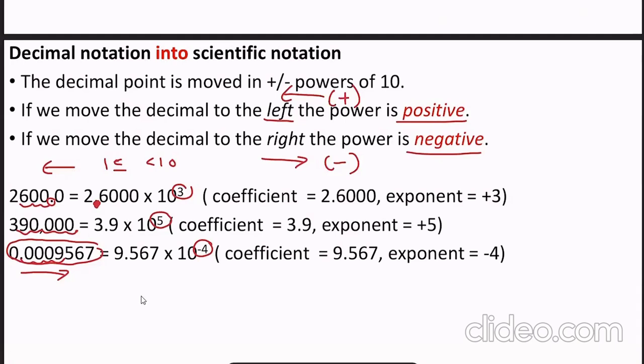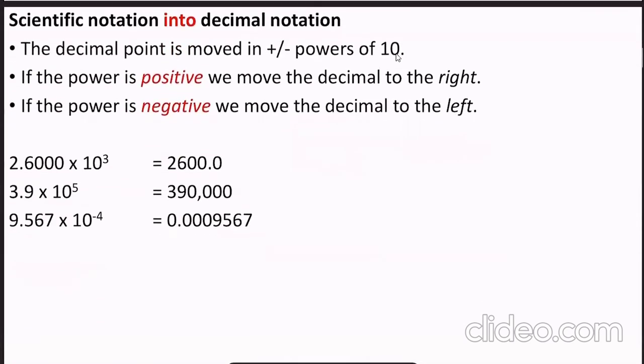There's a different set of rules going from scientific notation to decimal. I'm sorry, I got sidetracked here. Different set of rules going from scientific notation to decimal notation. We can't use the same rules.